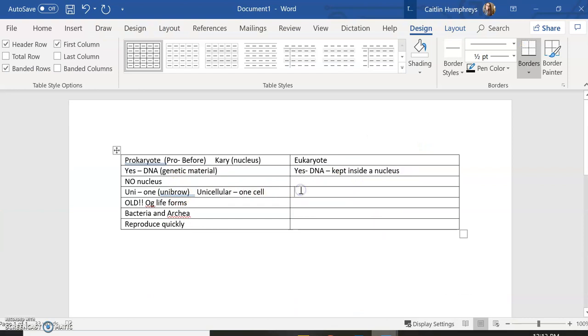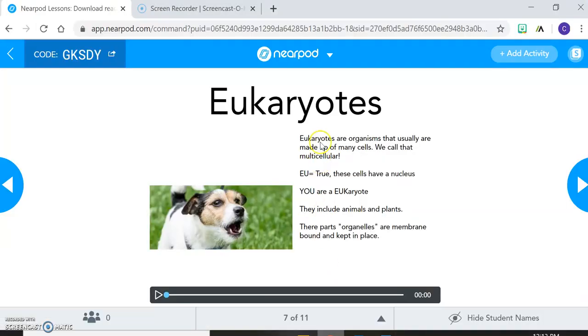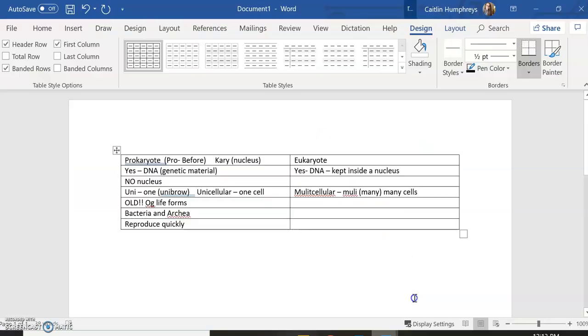They are multicellular. And we know that the root word multi means, and again, you guys, Miss Humphries can't spell, we know root word multi means many. So this is an organism made up of many cells. Multicellular. We also know that U equals true. So this actually, eukaryote, the root word U means true.